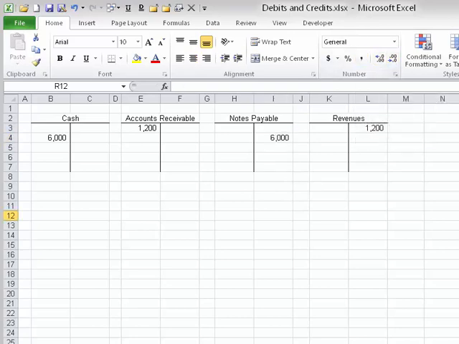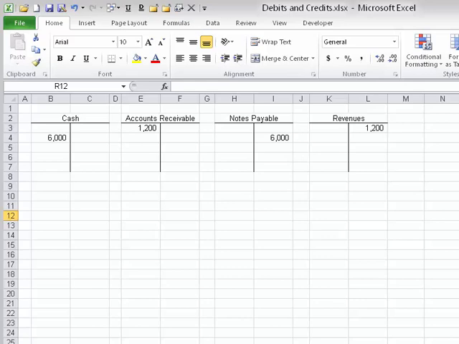And you see that the debits equal the credits. Remember, cash is an asset account. It increases with a debit. So is accounts receivable. That's an asset account. It increases with a debit. Both notes payable and revenue are either a liability or an equity account. The note payable is the liability account. The revenue is the equity account, right? It's one of the components of equity. The notes payable is the liability. The revenue is the equity. Both increase with credits, so we're in balance.